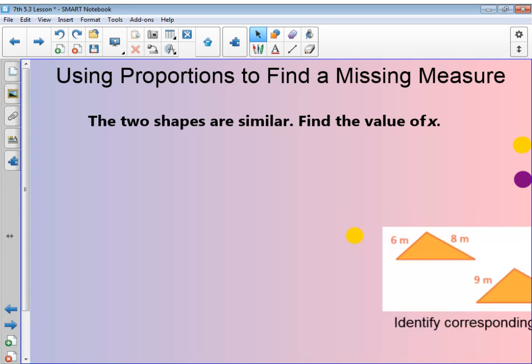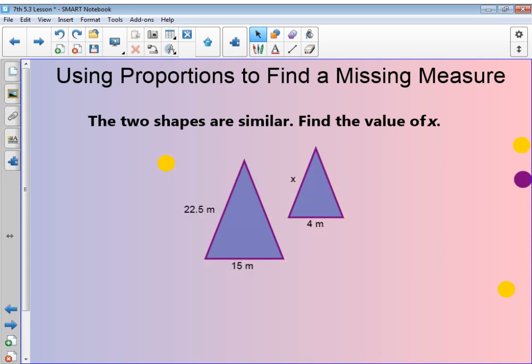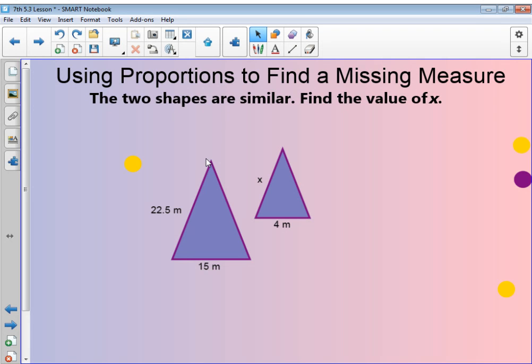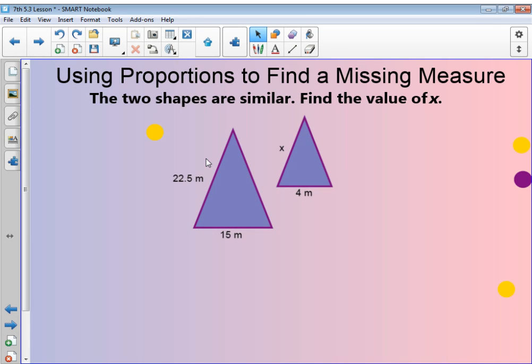Okay, so let's go ahead and try another one of those. Okay, so here we've got two similar triangles. We're going to solve for x. Okay, so I'll set it up both ways, but you have to decide what is best for you. Okay, I like to do the same figure. So I'm going to do 22.5 over 15. Now, it doesn't matter if I did 15 over 22.5. I just have to make sure to match.